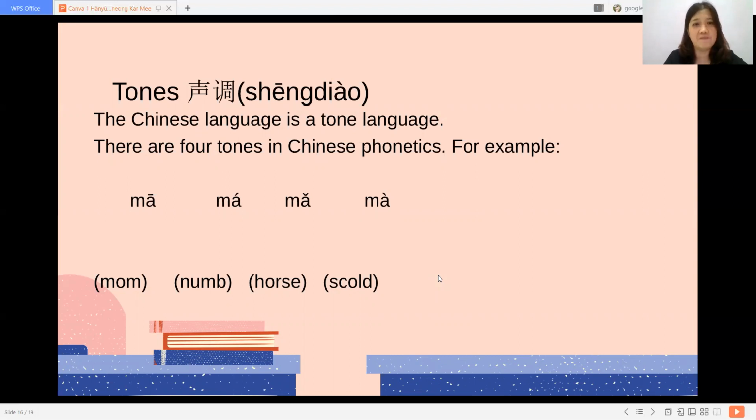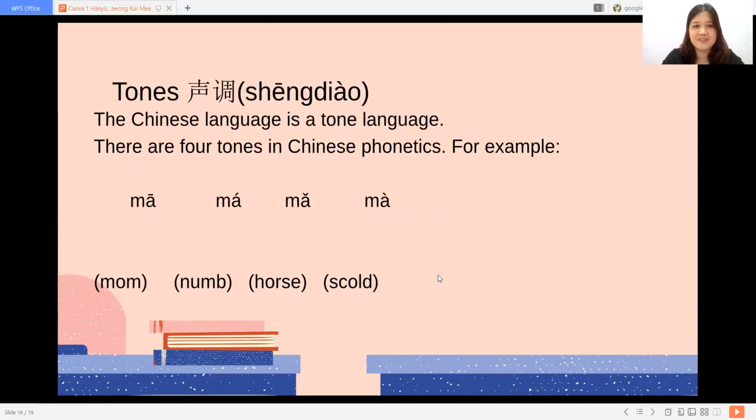Now, we look at the tones. This is another element in Chinese syllables. Tones in Mandarin, we call it sheng diao. The Chinese language is a tone language. It's different compared to other languages like English. In English, we don't emphasize the tones, but we need to emphasize the tone in Mandarin. There are 4 tones in Chinese phonetics.